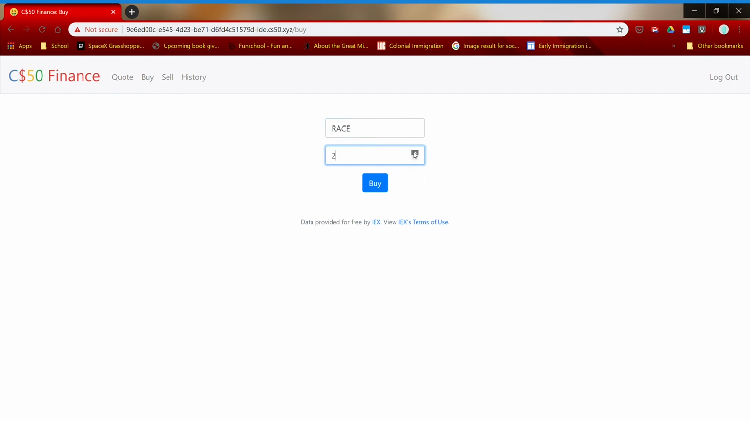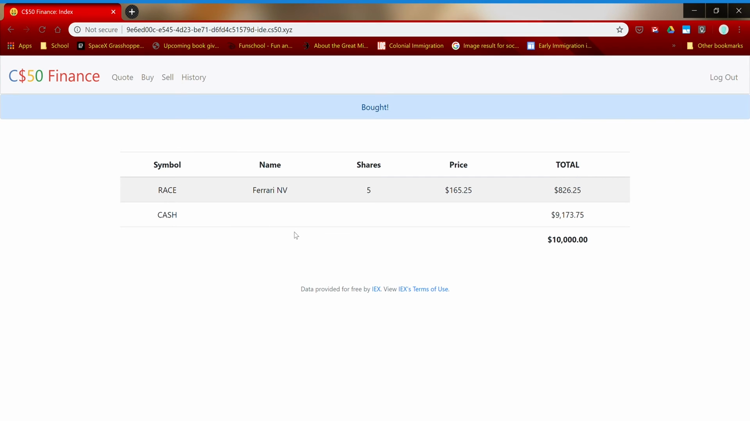Alright, let's be conservative and buy 5 shares of that. We can use the little toggle on the right to go up to 5 shares, press buy. Now we're brought back to our homepage and it shows us the shares we have bought and how much money we have. Since it hasn't changed, we're still at $10,000, but when the market is open, you would see that change.